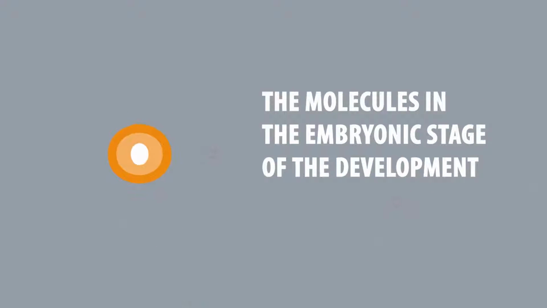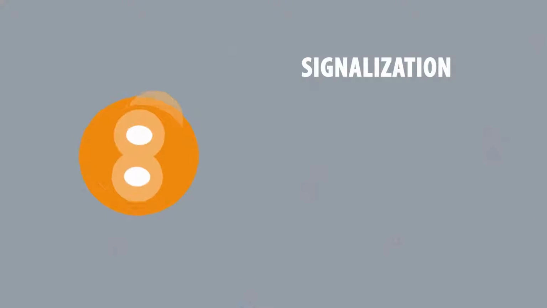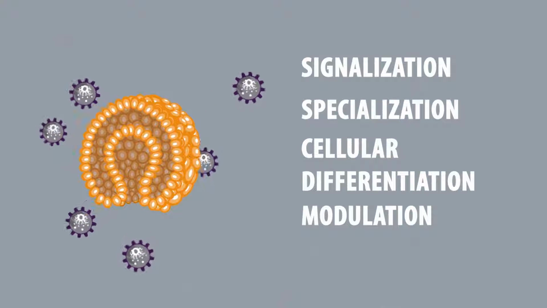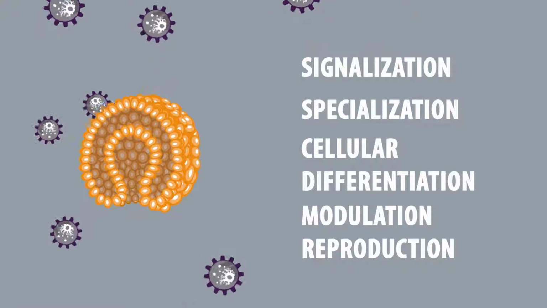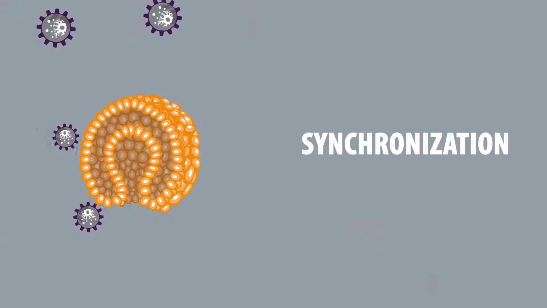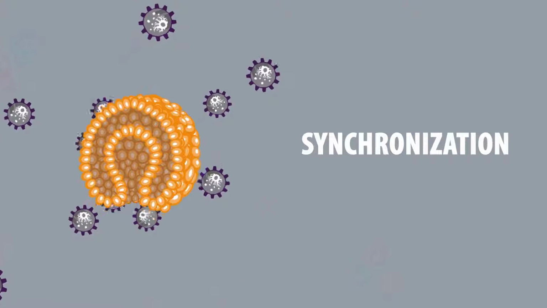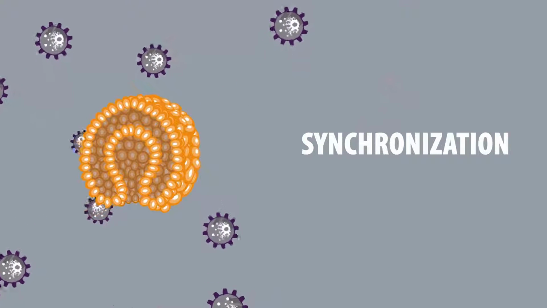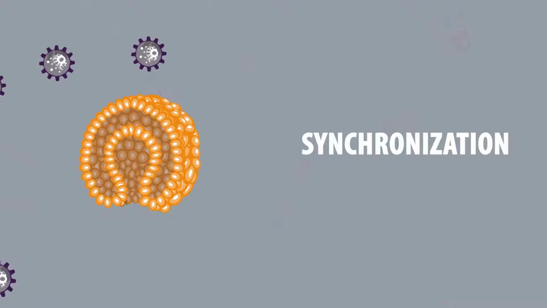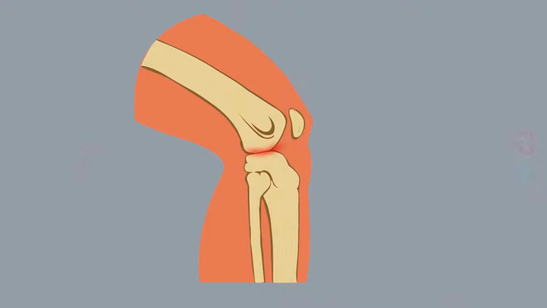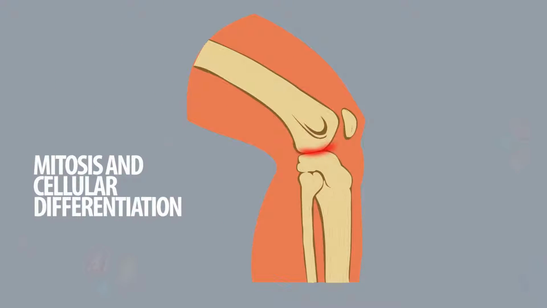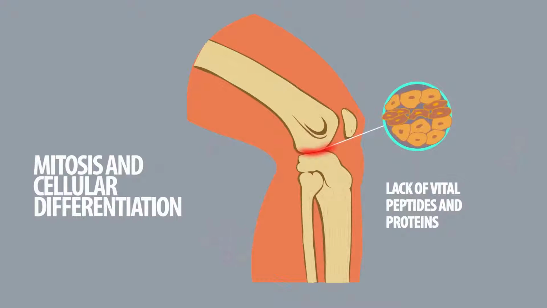The molecules in the embryonic stage of the development are responsible for functions such as signalization, specialization, cellular differentiation, modulation, and reproduction, as well as the synchronization of all those functions. It is at this stage that these molecules have all the information regarding these important functions, which no longer exists in the pathological tissue. We know that damaged tissues do not regenerate properly through the mitosis and cellular differentiation process because of a lack of vital peptides and proteins being synthesized.